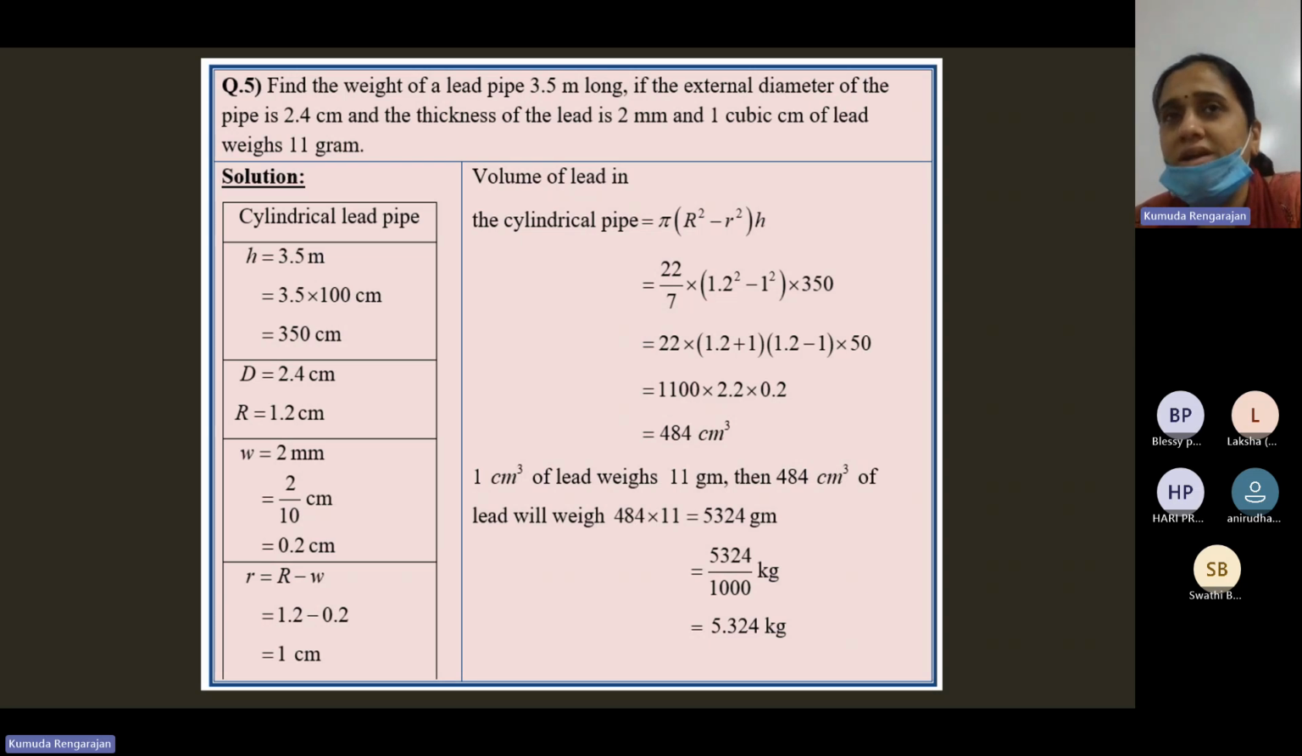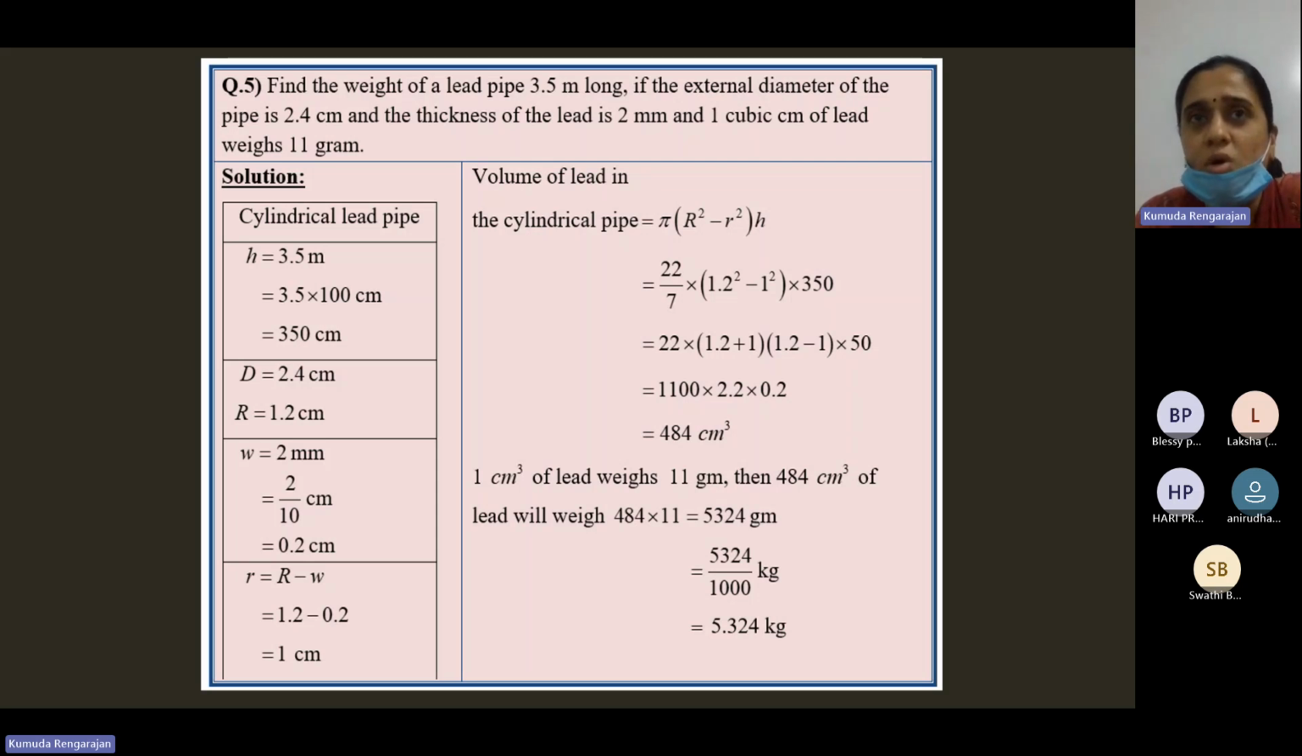And since there are 2 radii, the formula to find the volume of the lead pipe is for a cylinder. Radius and height are given, so it is cylindrical. The pipe is cylindrical, and there are 2 radii. So the formula to find the volume is pi (R square minus r square) h. All the values are given. Just write that formula and substitute the values.